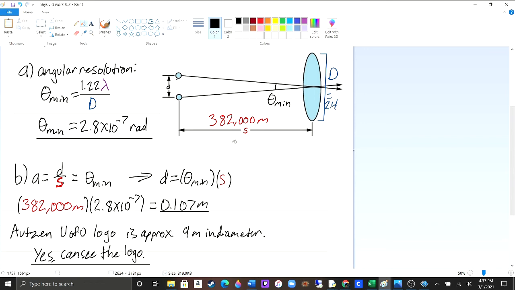So we just plug those in. Our S is our distance to the Earth, and we calculated theta min in the last problem. That gives us a spatial resolution of 0.107 meters, so 10.7 centimeters, pardon. And since that is smaller than the Autzen logo, we can see it with that telescope. So the answer is yes for part B.